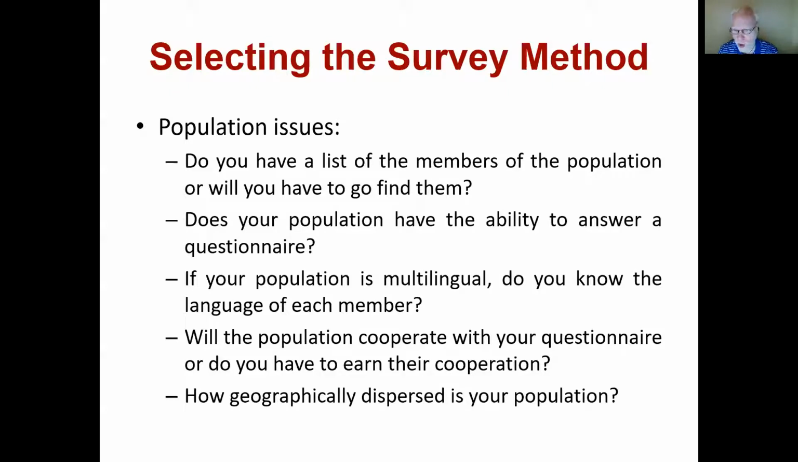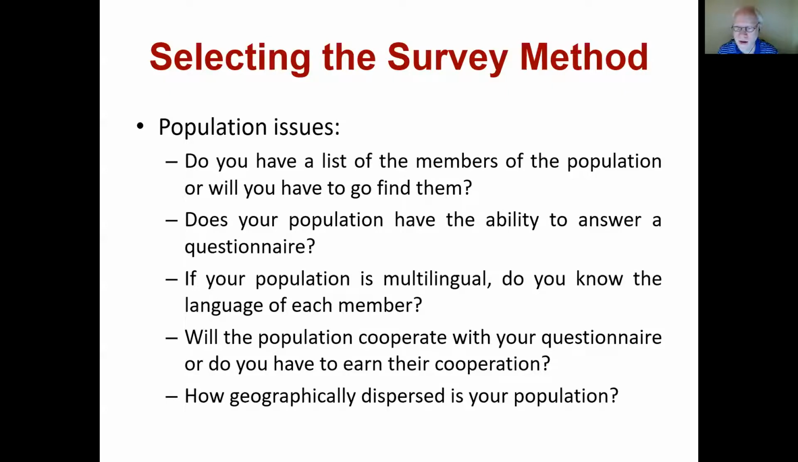Will the population cooperate with your questionnaire, or do you have to earn their cooperation? Particularly if you're dealing with populations that are more vulnerable, just mailing a questionnaire or emailing a questionnaire isn't likely to work. It's going to take time for the researcher to earn the trust. And so it's probably going to have to be some form of face-to-face interview.